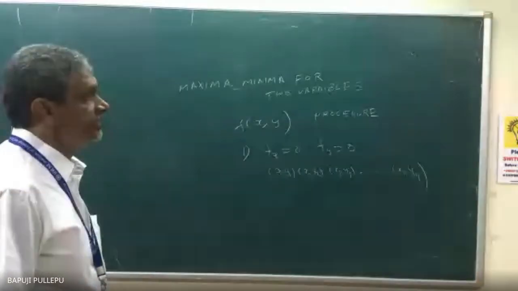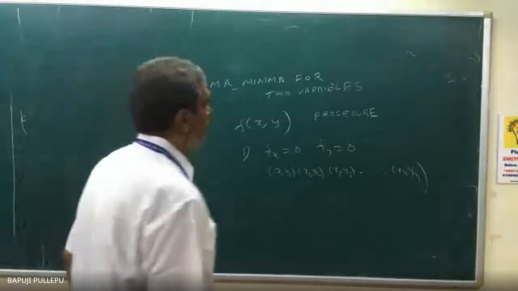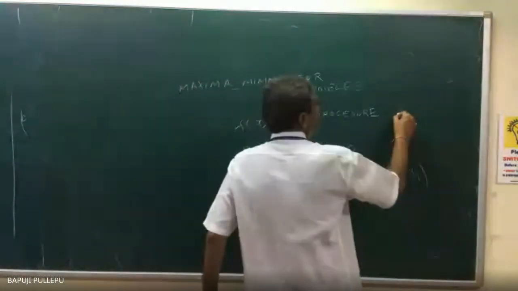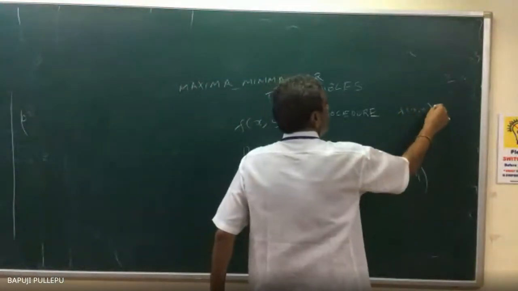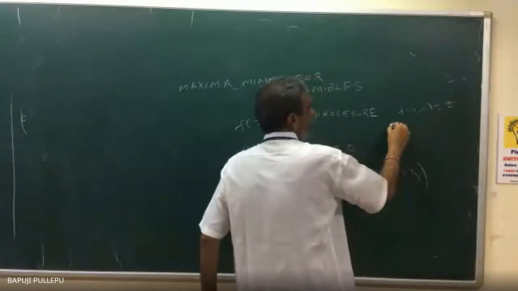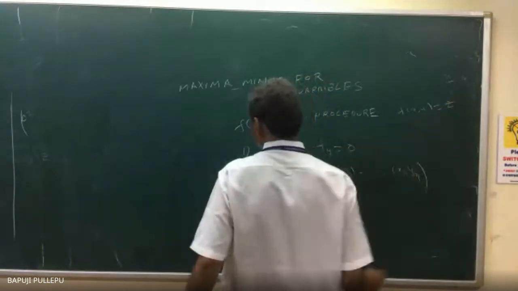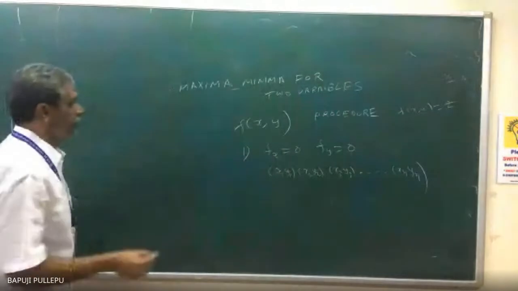Actually, see, in partial differentiation, one notation is there. For z equal to f of x, y, what is the notation for f_x? Okay, note this down.